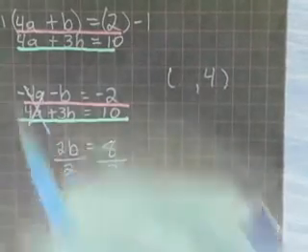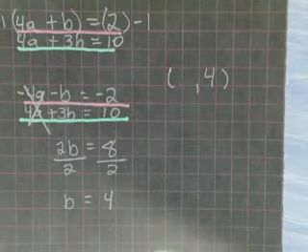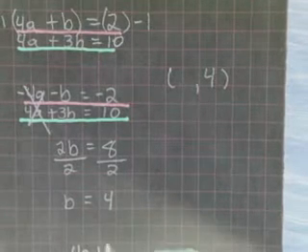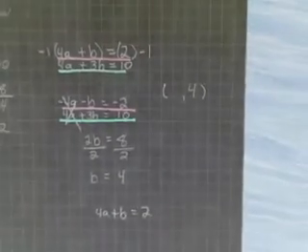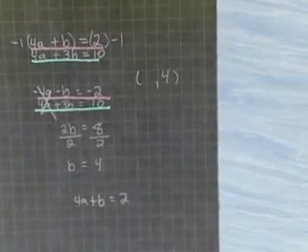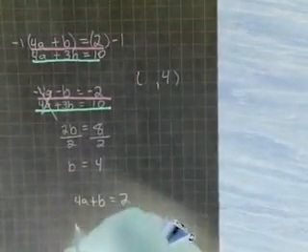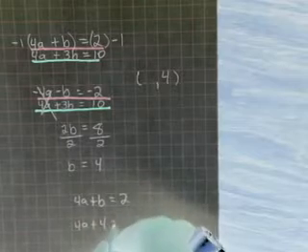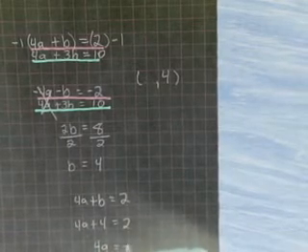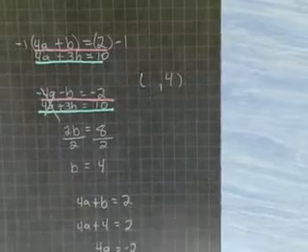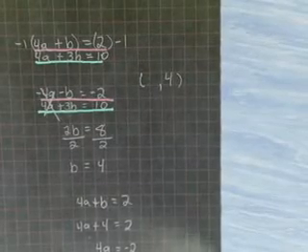Well, to find it, I plug b back into one of the equations. So 4a plus b equals 2. Looks like I better zoom out a little bit so you can see that. B is really 4, so it's 4a plus 4 equals 2. Subtract 4 from both sides, so I end up with 4a equals negative 2. Divide both sides by 4, and I get that a equals negative 1/2.